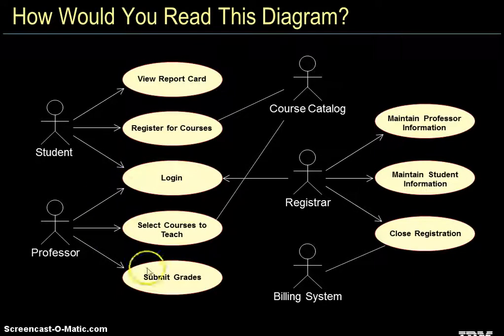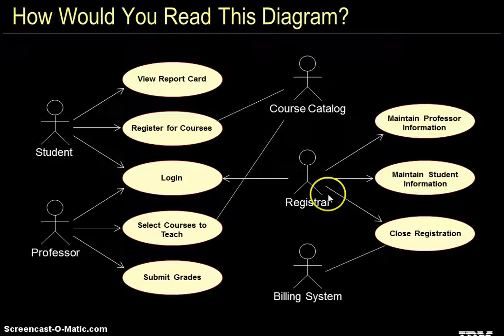Next, another actor here is the professor. The professor is once again an actor. What kind of operations can a professor perform with respect to the institution or the system? Once again, he can log into the system. Then he can choose an appropriate course for teaching to the students. Third, once he has conducted various types of tests for the students, he can analyze the performance and submit the marks in the form of grades.